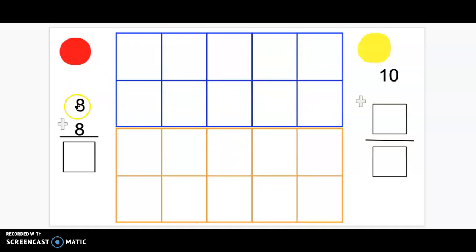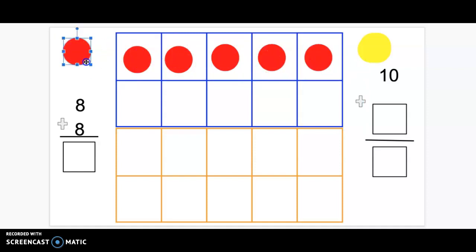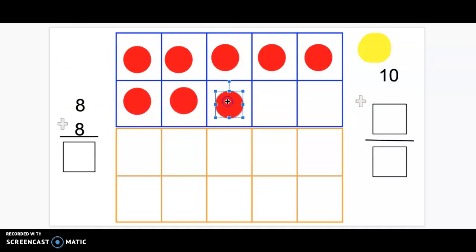Now we have 8 plus 8 equals. Again, let's use our 10 frame to help us represent the 8. Here's 1, 2, 3, 4, 5, 6, 7, 8. Oh, and look here. We need another 8. We have doubles. Let's go ahead and use the bottom 10 frame and our yellow counters to represent 8.